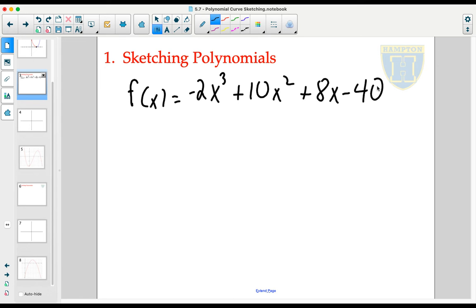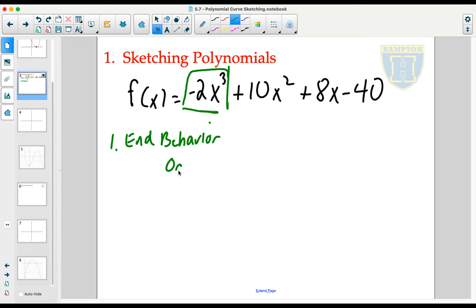There are three major parts to this polynomial that we want to identify in order to graph it and give a quick sketch of what it might look like. The first thing that we're going to look for is the end behavior of the polynomial. You'll remember from previous lessons that we identify the end behavior of the polynomial by looking at the first term when the polynomial is written in standard form.